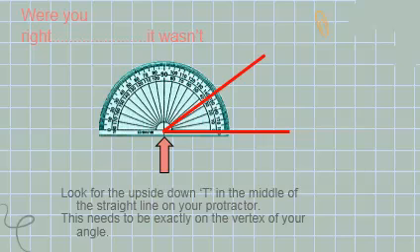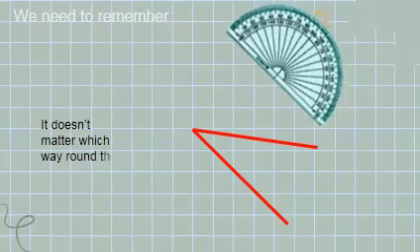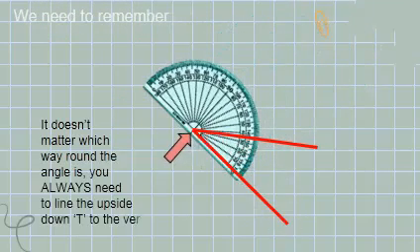So what I'm trying to say is that two things need to be found in order to check that I'm measuring correctly. The first thing is one of the arms should be put exactly on the zero line. The second thing is that the vertex should be here in the middle. If those two things are done, then I'm measuring correctly. Okay? Even if I have this upside down angle, it doesn't matter which way around the angle is. You always need to line up the upside down T on the vertex of the angle and one of the arms on the zero line, and we start reading.